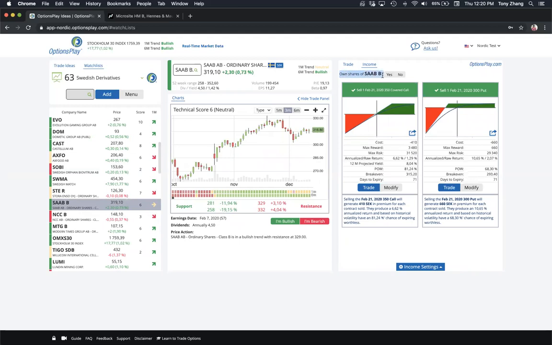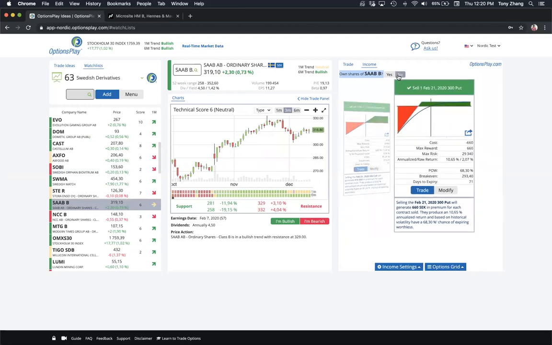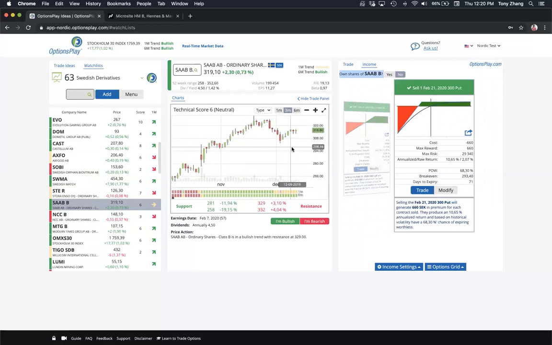It'll ask you, do you own shares of Saab? If let's say you don't own these shares and you want to acquire the shares, then you can click on no. And what it does is it selects the expiration date and selects a strike price for you. So here it's selecting February 2020, a 300 strike put. A 300 strike put is about 20 crowns below the current price of the stock. And as you can see here, this collects 660 crowns in income for every 100 shares.